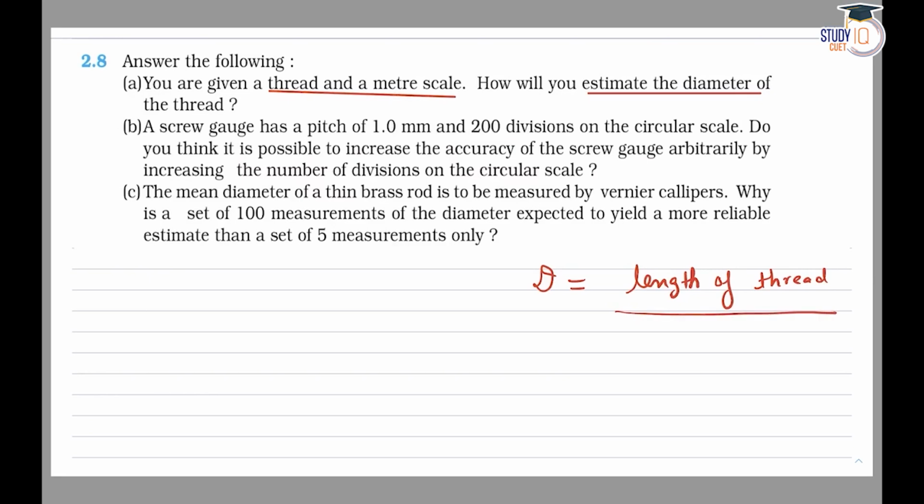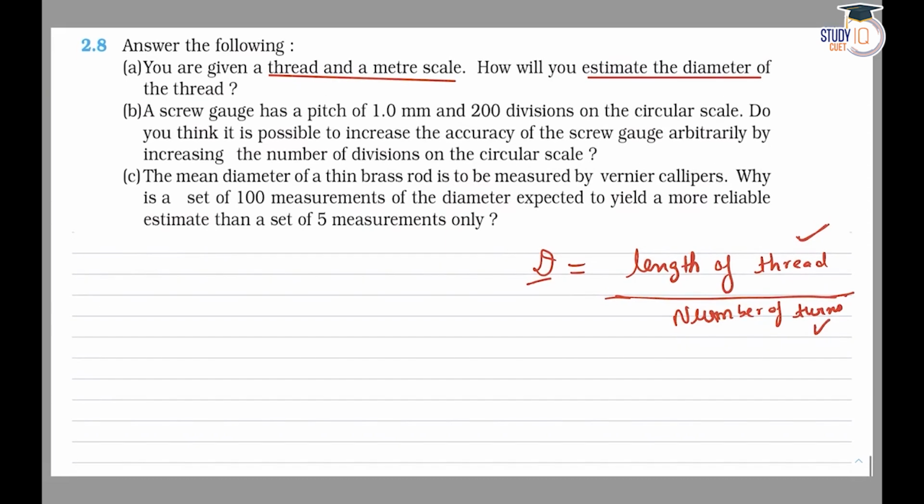The diameter of the thread can be given by the length of the thread divided by the number of turns. So in this, you are going to wrap the thread on a smooth horizontal rod and then find the number of turns on that rod. Make sure that every turn must touch the other turn. So the length of the thread can be measured by the meter scale and the number of turns can be counted. From this, the diameter can be found out.